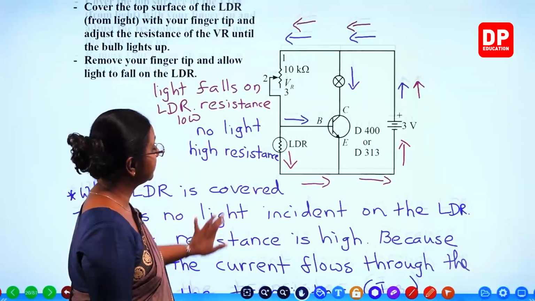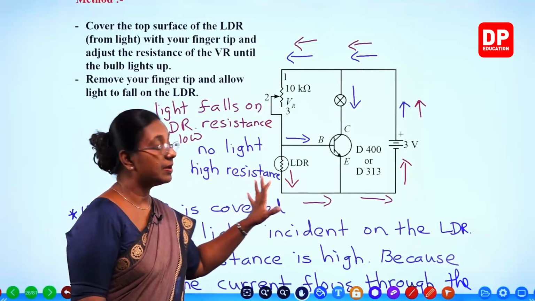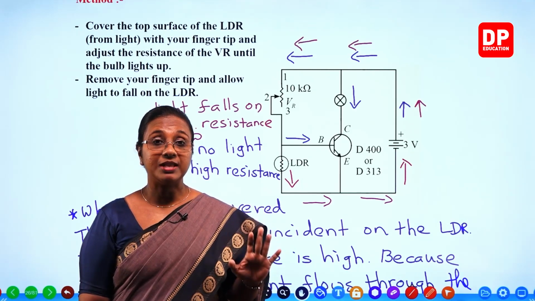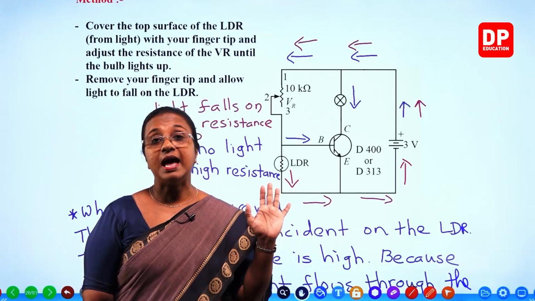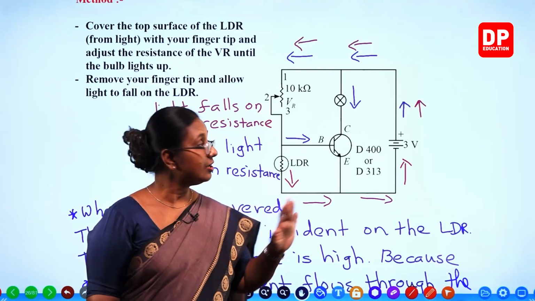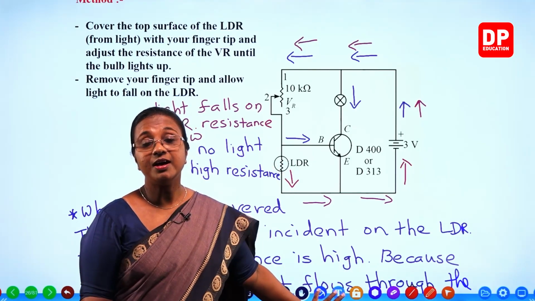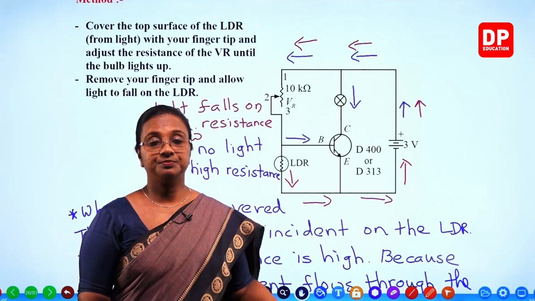So here you can see I have explained what will happen when we use this circuit. I'm sure you all have a good understanding about that. So now let's go to the lab and do the activity. So while you all observe what happens, just recall what I have explained to you as well.